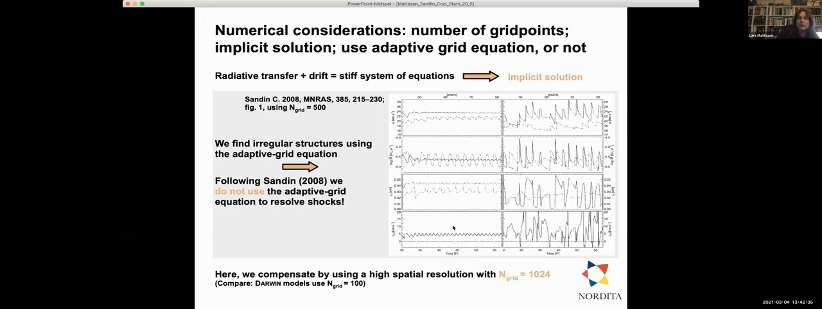The main thing here is that you can see that there are lots of wiggles in these plots where we use the adaptive grid, and lots of that goes away with the fixed grid. It seems to be artificial noise or whatever, due to the use of the adaptive grid equation together with this two fluid approach.